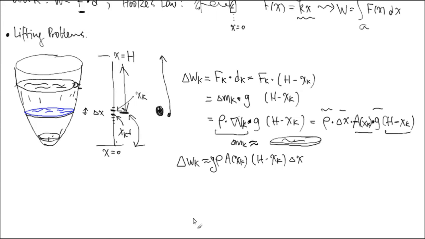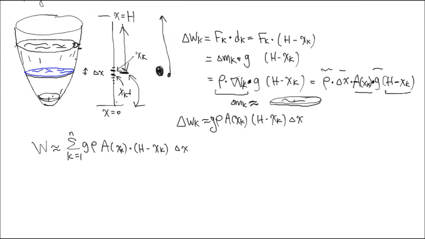All right? Then what do we do? We add up all these things, a little bucket at a time, right? So the total amount of work is roughly the sum, k going from 1 through n, of g rho times the area, not surface area, it's the sectional area. I keep using the wrong term. It's the cross-sectional area, times how much you go up, the distance you're moving from there, delta x. All right? So let me summarize that.